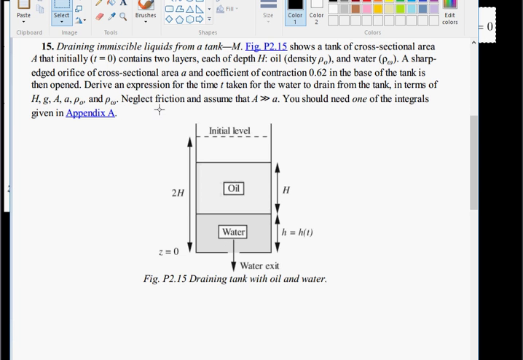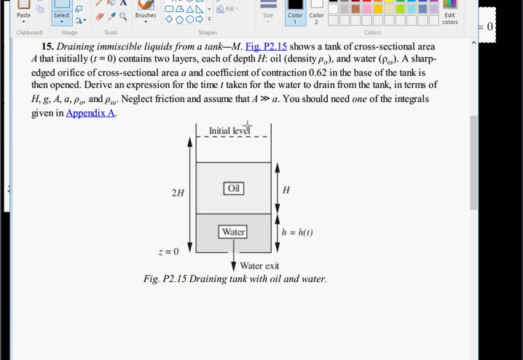So we're told to neglect friction. We're told that this lowercase a is the cross-sectional area of the orifice exit, so not the vena contracta cross-sectional area. So right here is lowercase a. We're told that we can basically neglect the velocity associated with the larger cross-sectional area, just because that larger cross-sectional area is so much greater than the orifice exit.